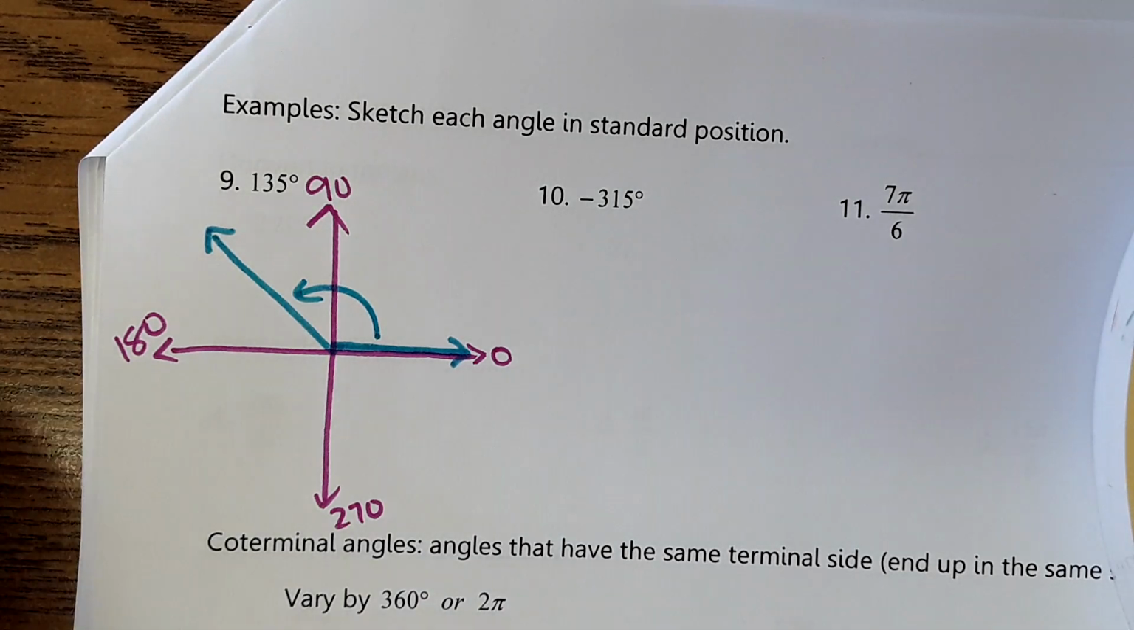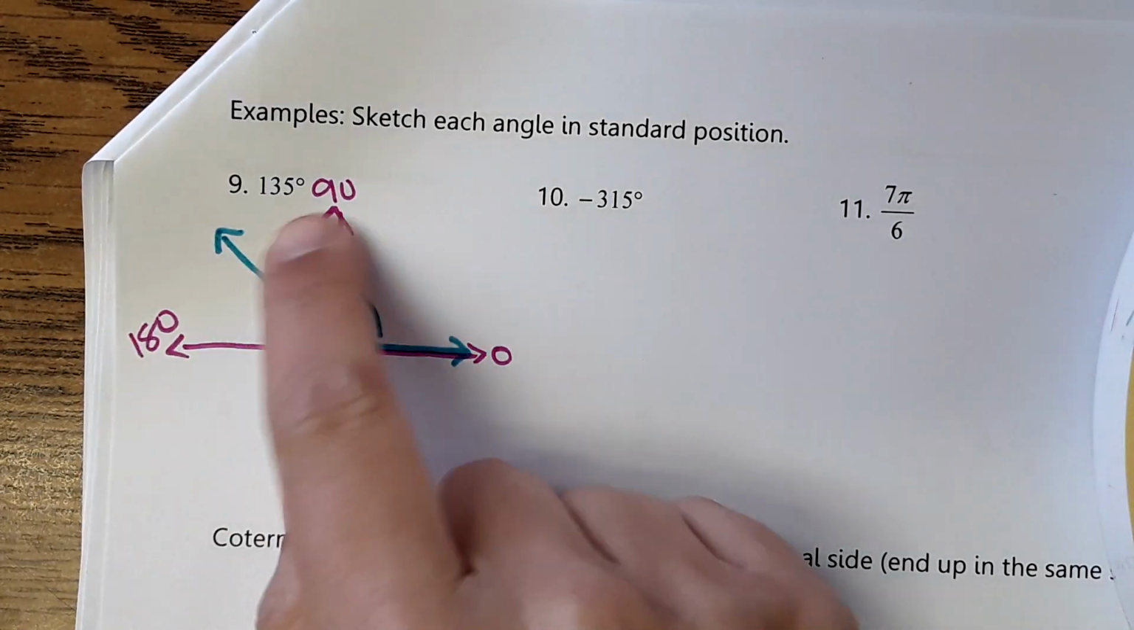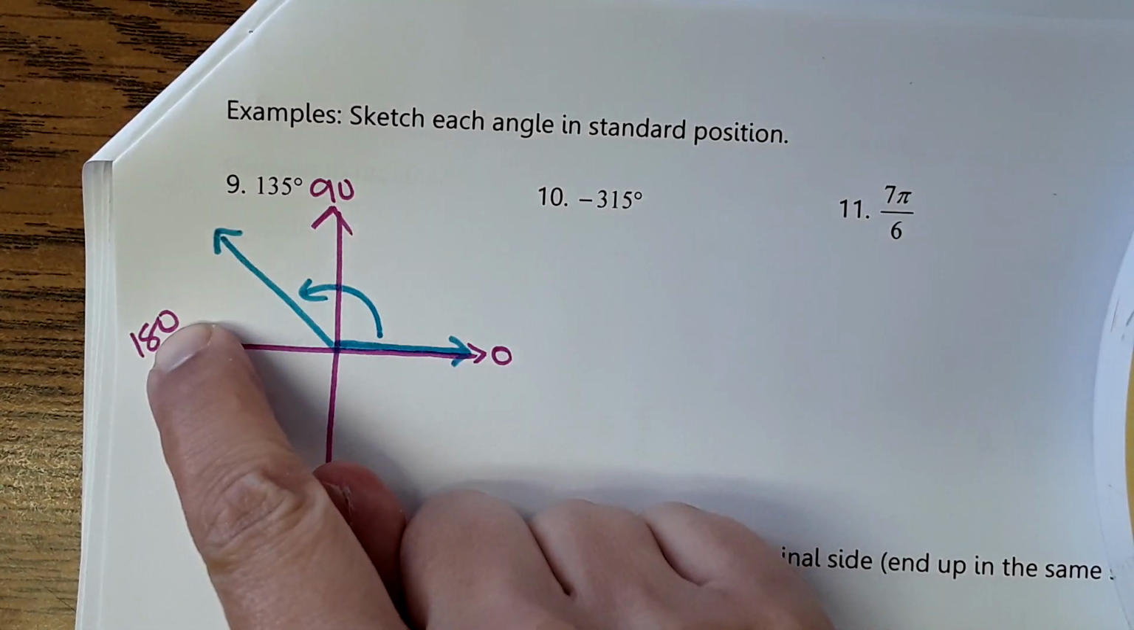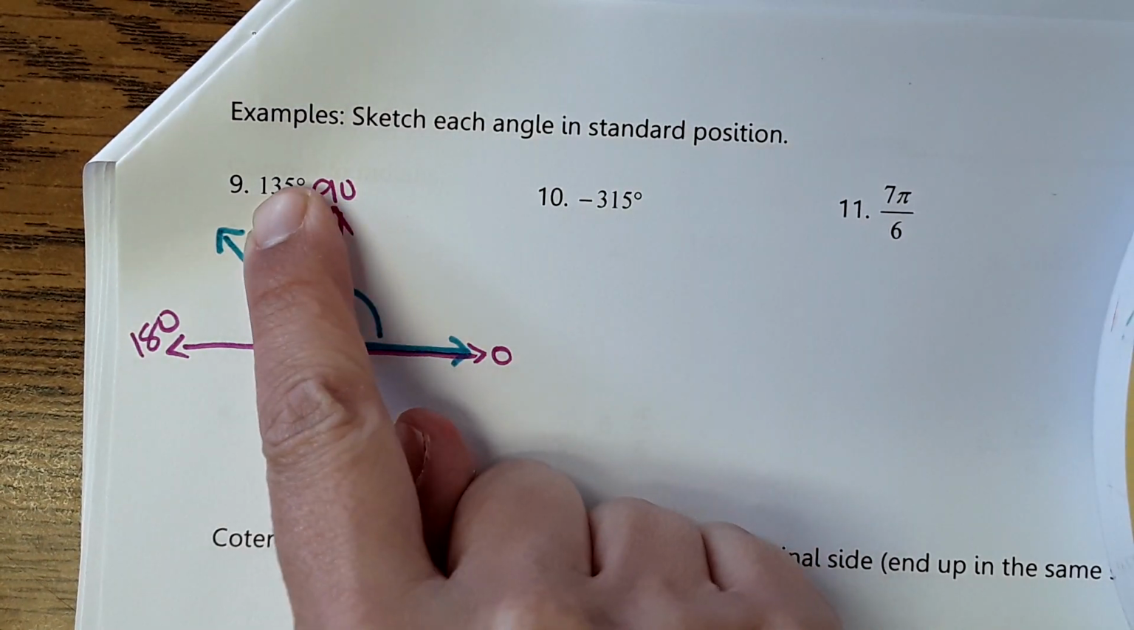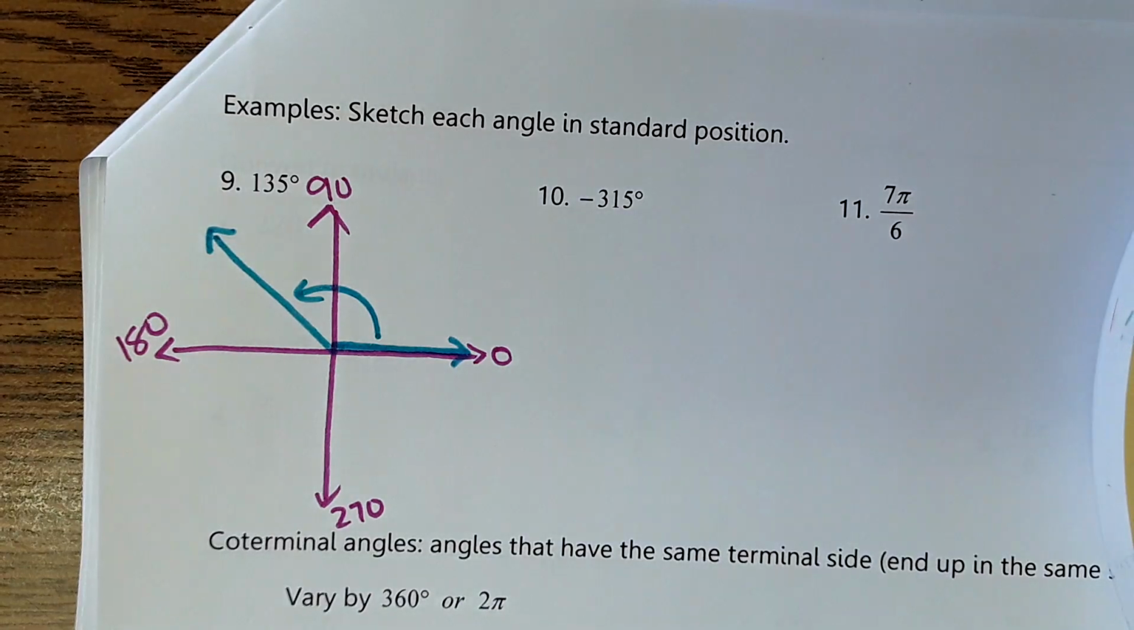How do you know it's in the middle? Well, this is 90 degrees, so half of that would be 45. So 90 plus 45 is 135, so that's why I drew it in the middle.